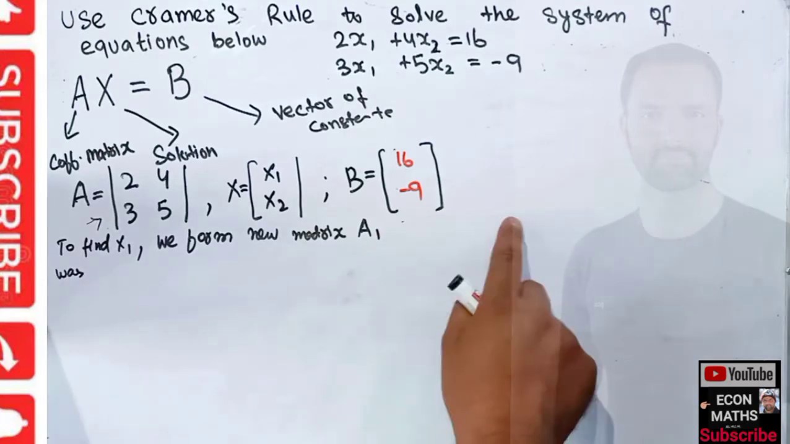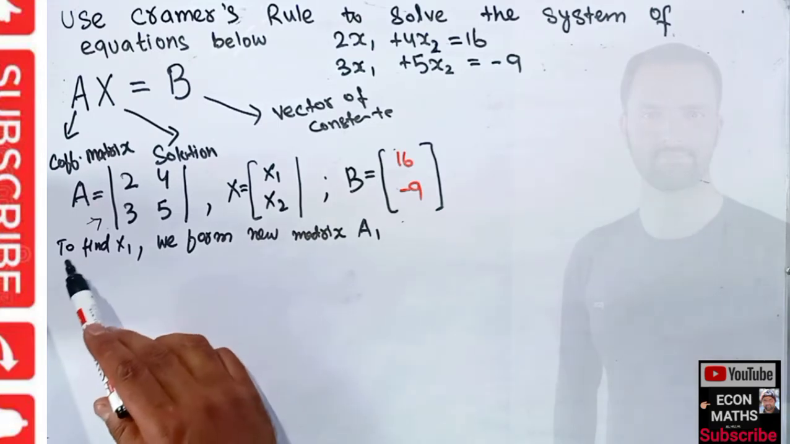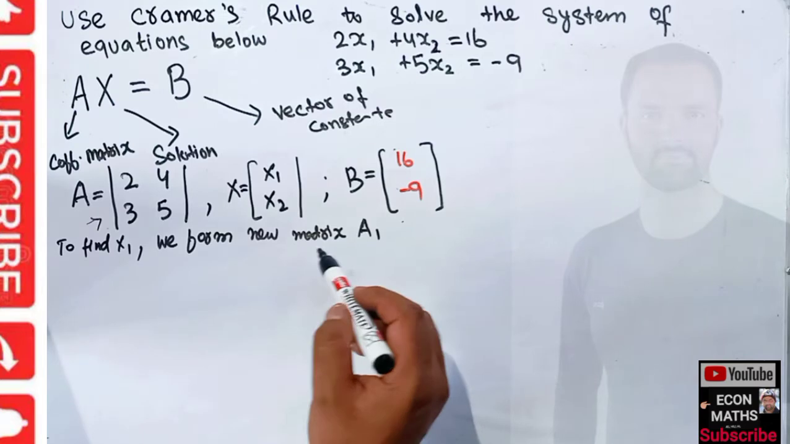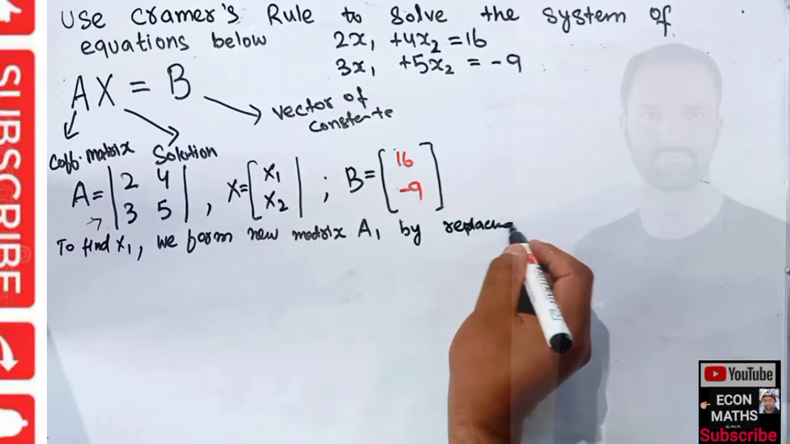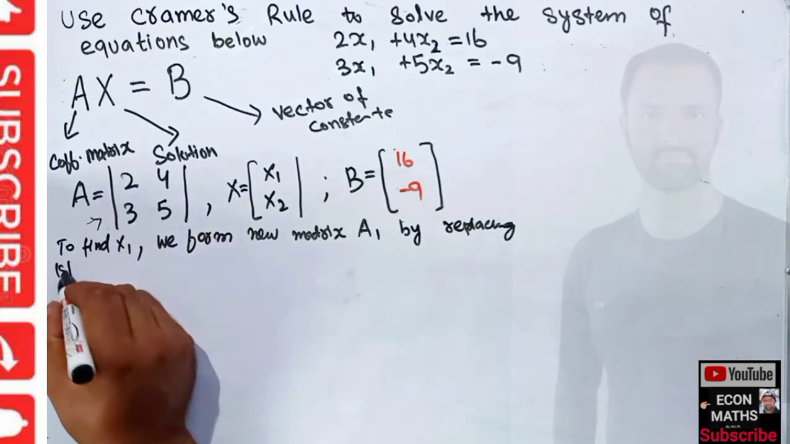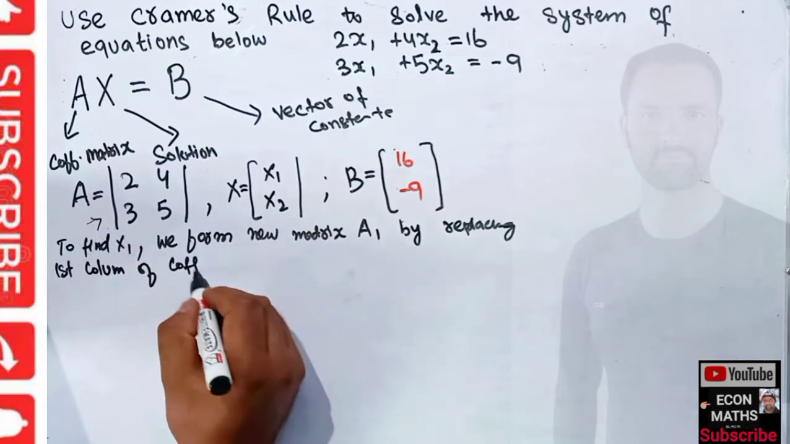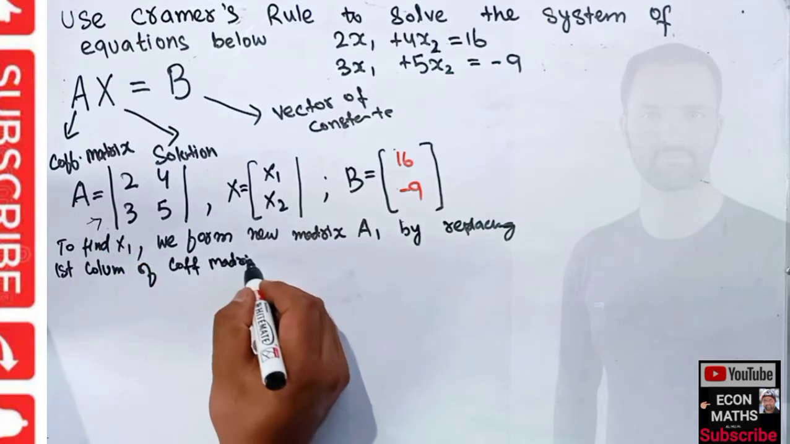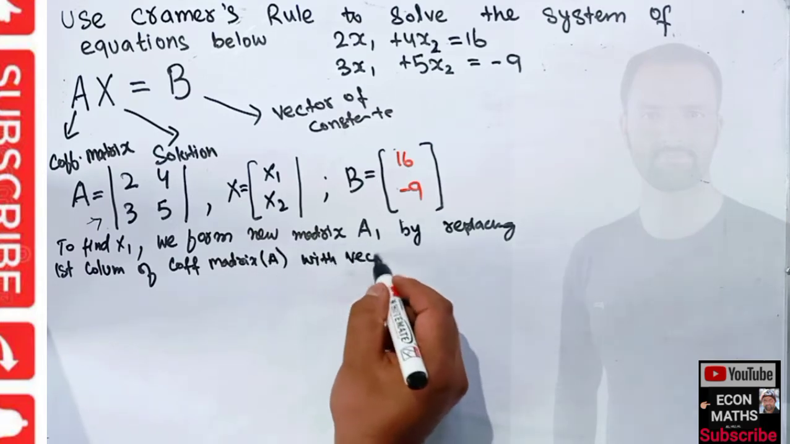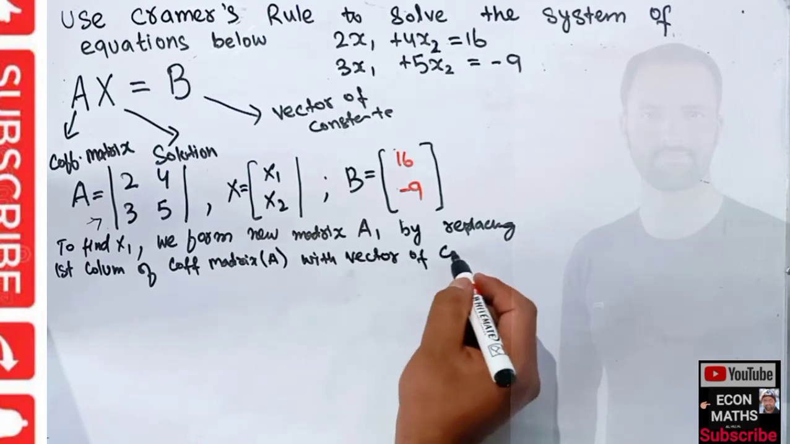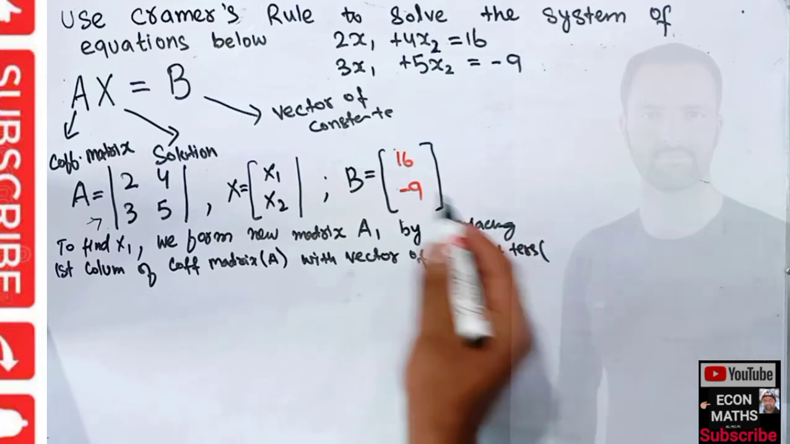So I will write here: to find the value of x1, we form new matrix A1 by replacing the first column of the coefficient matrix, that is A, with the vector of constant terms, which is B here.